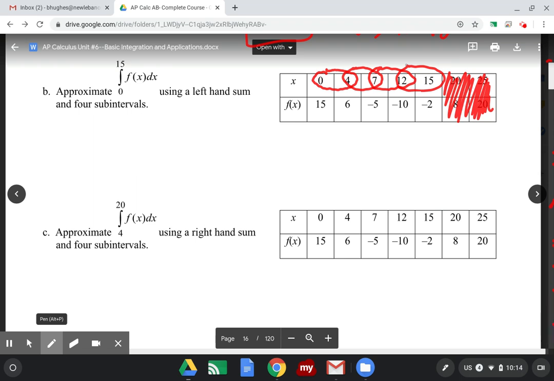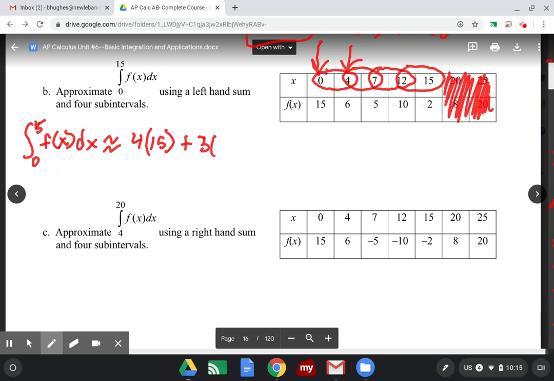And like I said, it doesn't have to be 4 equal subintervals. It's just talking about 4 subintervals. So I have the area under the curve from 0 to 15 is approximately the width of the first rectangle, which would be 4 because 0 to 4 is 4. And I need to find the height of the rectangle by the left-hand corner, so this would be 15 in this case. And I have plus, I'm going from 4 to 7 for my next interval, so that is 3 units wide, and the left-hand top corner would be at 6.